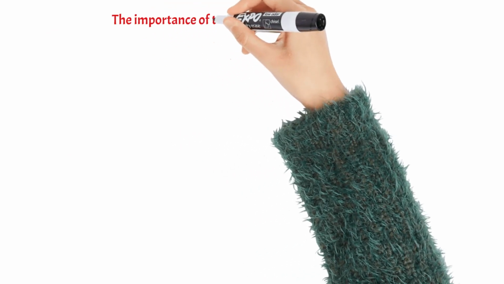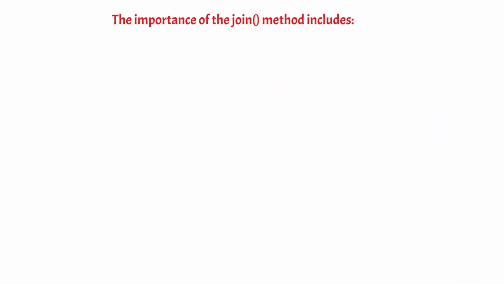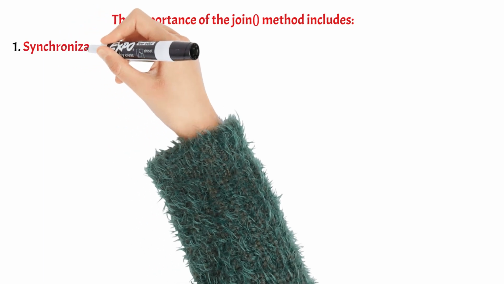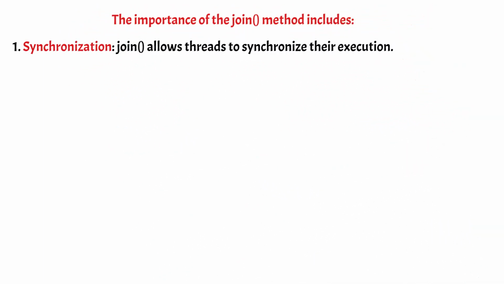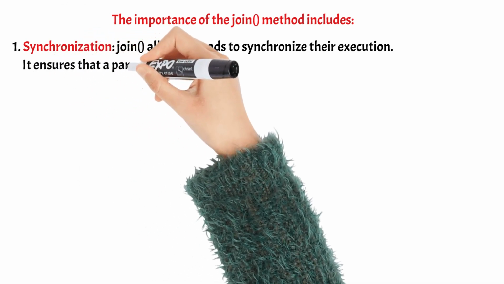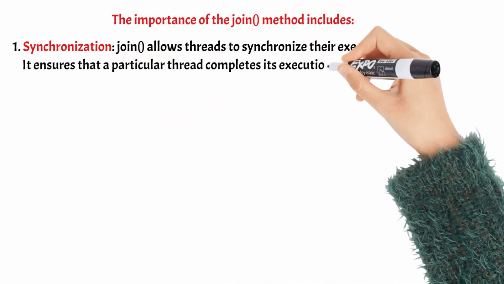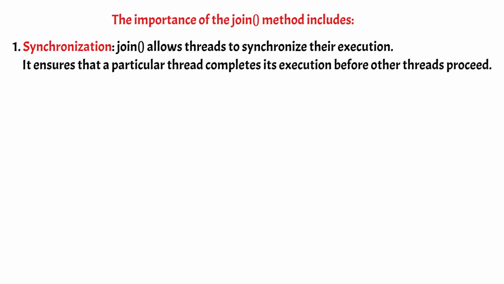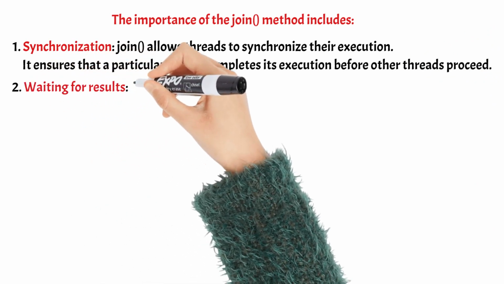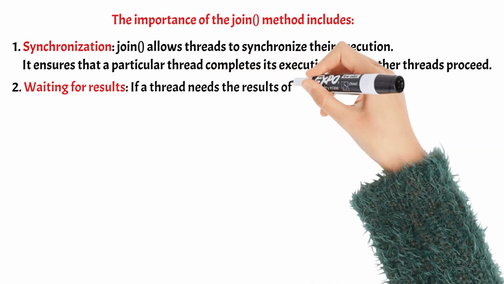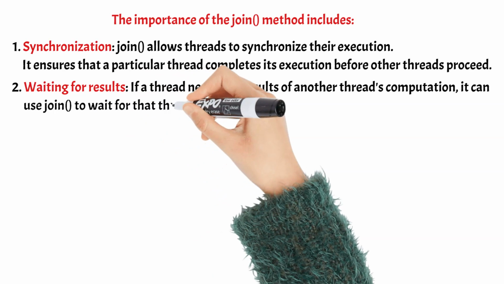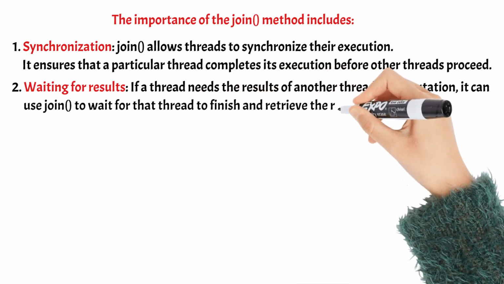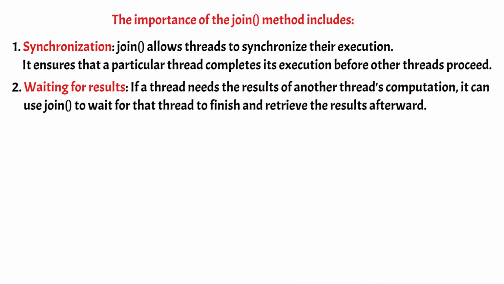The importance of the join method includes: 1. Synchronization. Join allows threads to synchronize their execution. It ensures that a particular thread completes its execution before other threads proceed. 2. Waiting for results. If a thread needs the results of another thread's computation, it can use join to wait for that thread to finish and retrieve the results afterward.